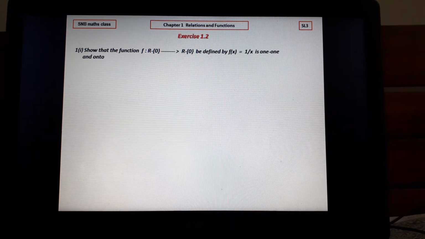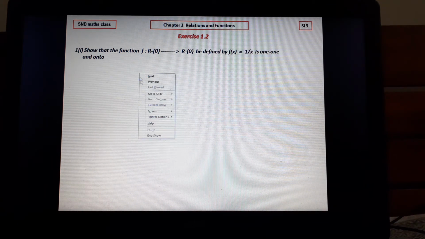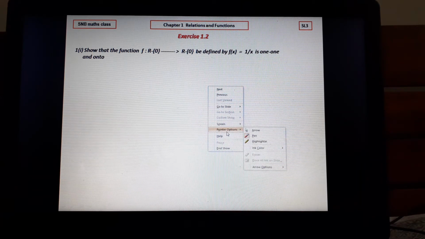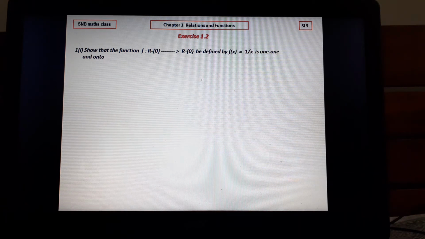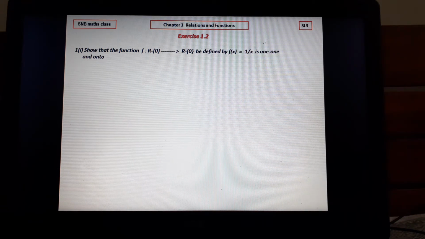Before solving, let me just recall the two methods we studied in solving the problems related to bijective function, one-one function and onto function. This is the method which you have to remember. If you want to show f is one-one, what you have to do is take f of x1 equal to f of x2. Then you have to show that x1 equal to x2. So this is for proving one-one.